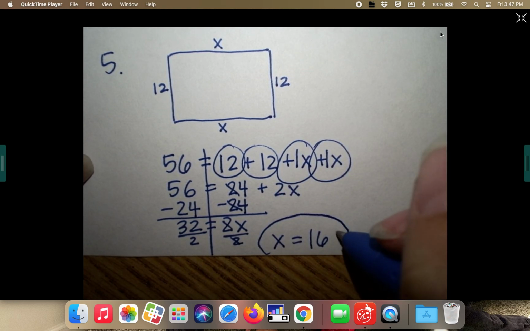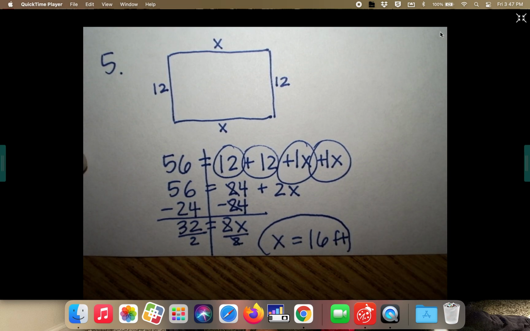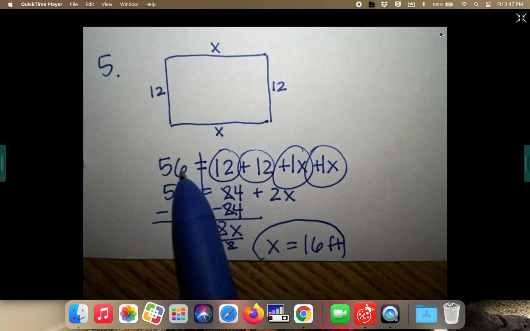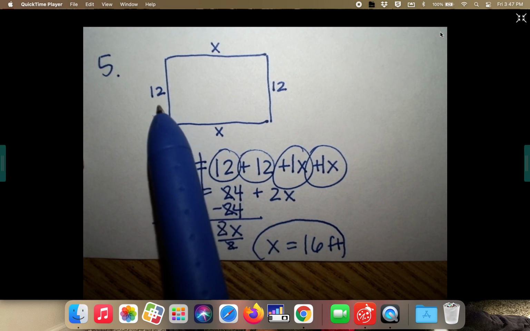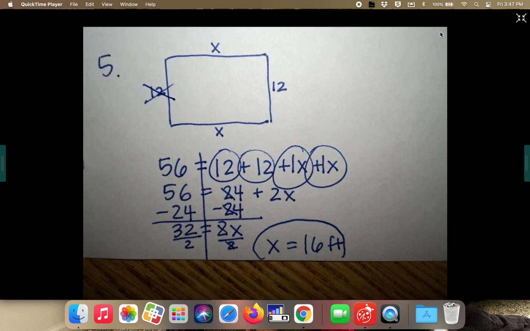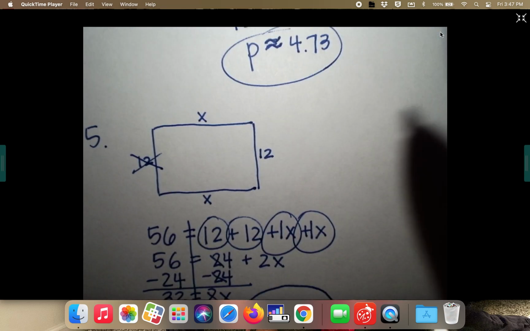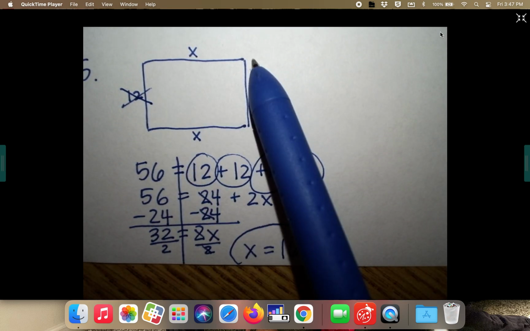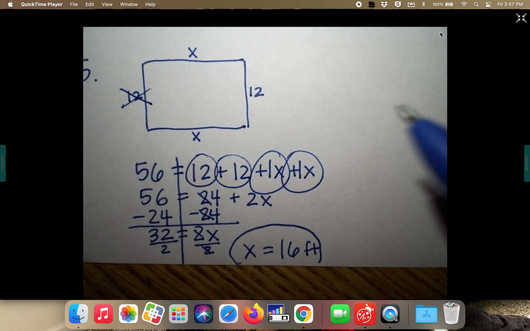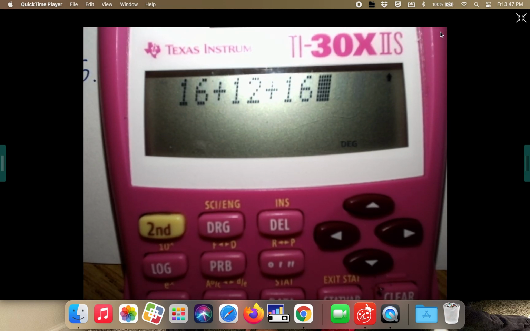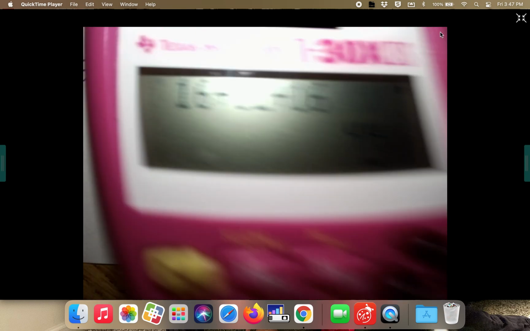I would definitely check each one of those. So 12 plus 16 plus 12 plus 16 does equal 56. Let's say you want to take out that 12 and answer the question the way it said he had 44 feet left. 16 plus 12 plus 16 does equal 44. 16 plus 12 plus 16 is our 44. All right, moving on to number 6 and 7. These are our last two.